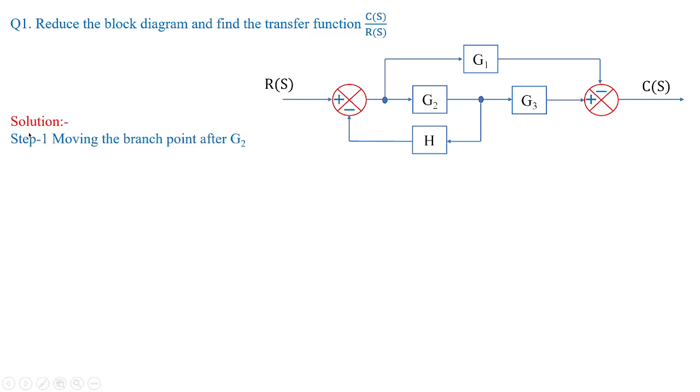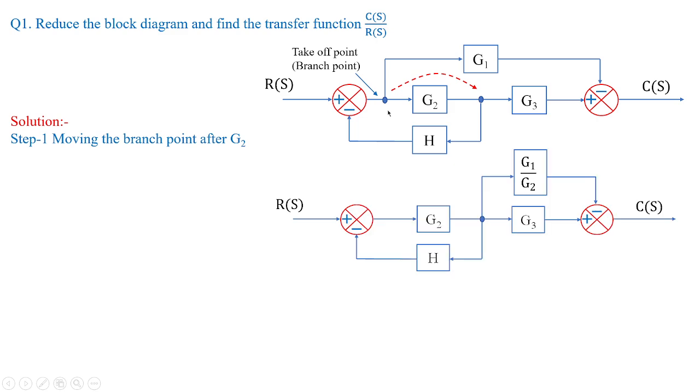So first, in the block reduction technique under step 1, we are moving the branch point after G2. So this is the G2 and we need to move the branch point after G2. This is how it is done under block reduction technique. When the branch point is moved from backward to forward, the gain of the path will be divided by the gain of the block which was before the takeoff point. So that is nothing but G1 by G2.